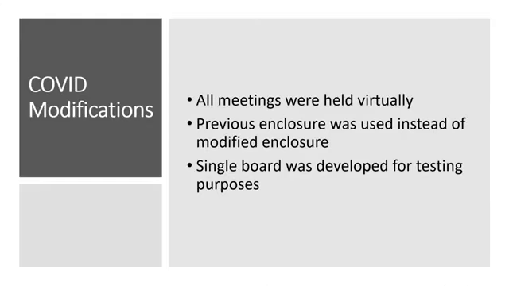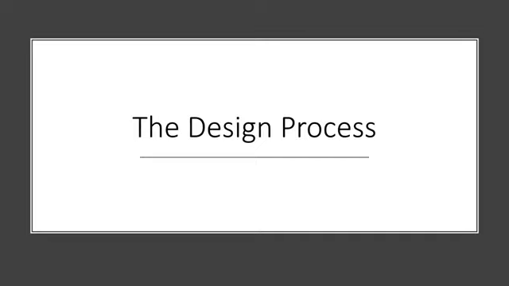Now, we had to make a few changes to our original plan when we first started this project due to the COVID-19 health pandemic. All of our meetings were held virtually. We had to use the enclosure from the previous experiment, which is used to cover our fluorescent material so that we can obtain a signal from it. And we could only develop one single board for testing purposes, whereas previously we would have liked to develop multiple revisions of this board to make sure we had the highest quality of PCB laid out. So, with all that said, let's get to the design process.